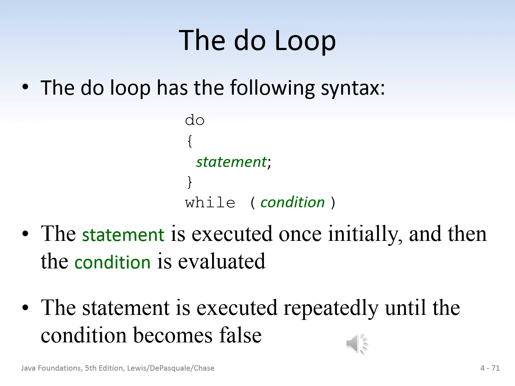This is 100% review. The do loop, also called the do while loop in C++, has the condition after the body of the do while. So the statement or statements in a body are executed a minimum of one time before the condition is evaluated.